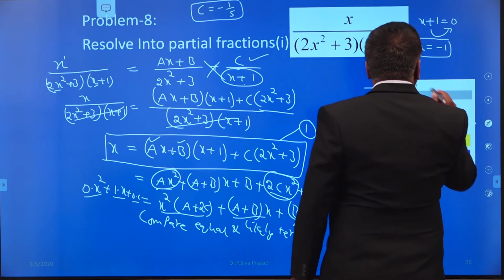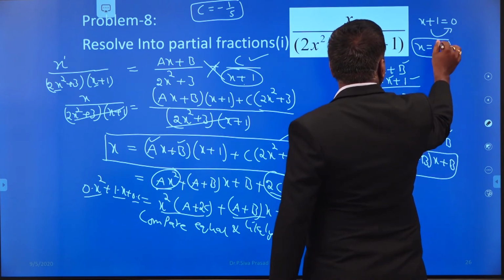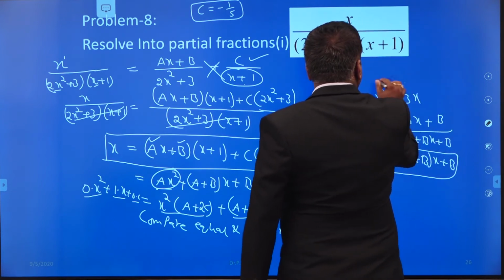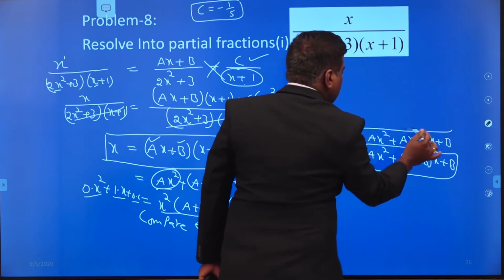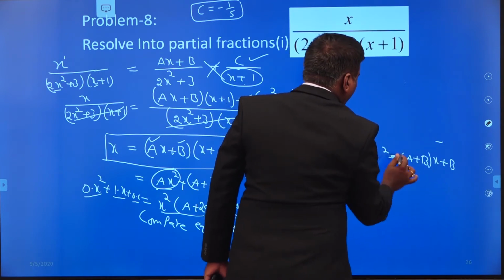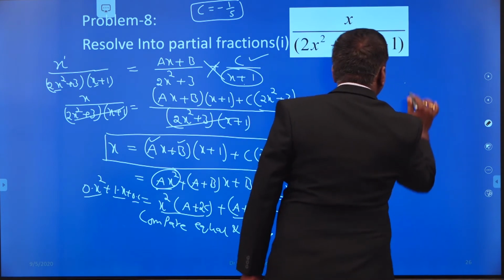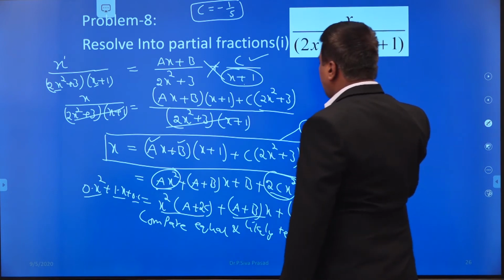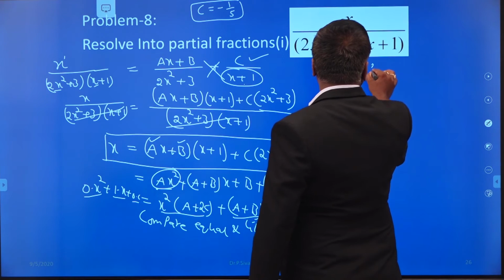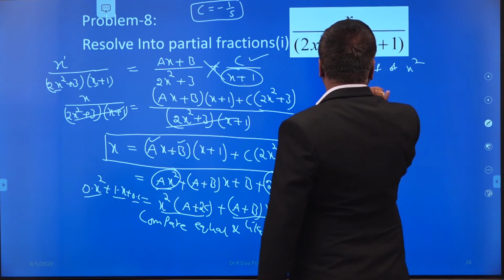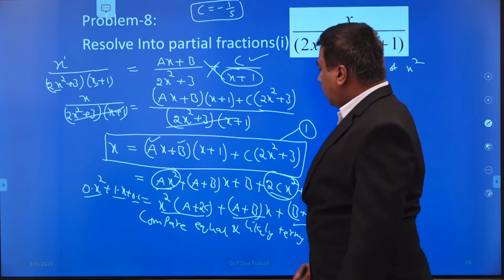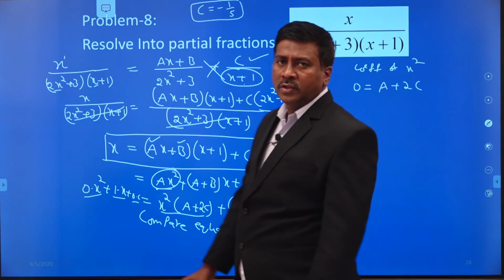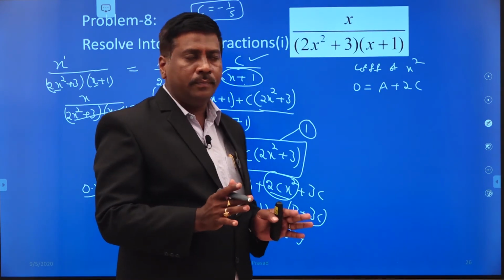Now, comparing the equivalent likely terms, in the left hand side the x square coefficient is 0. Therefore, 0 is equal to the coefficient of x square on the right hand side, which is a plus 2c. Just write down the coefficients of x square only.